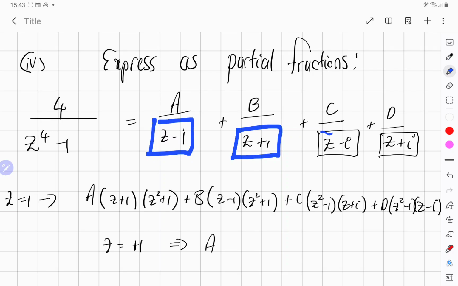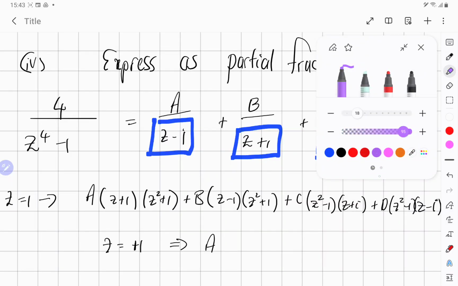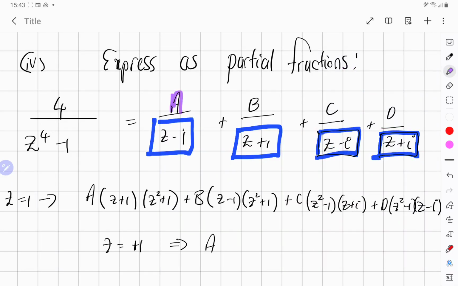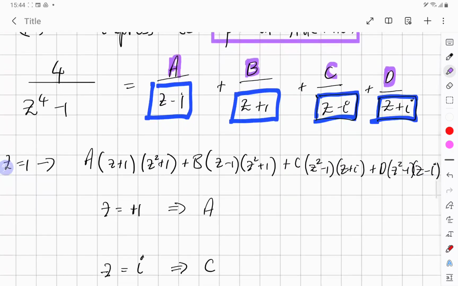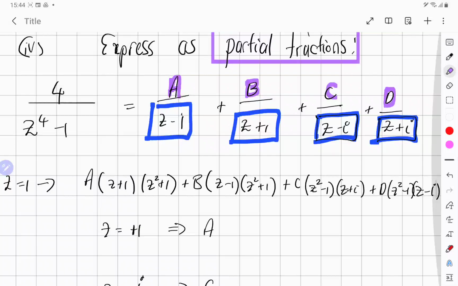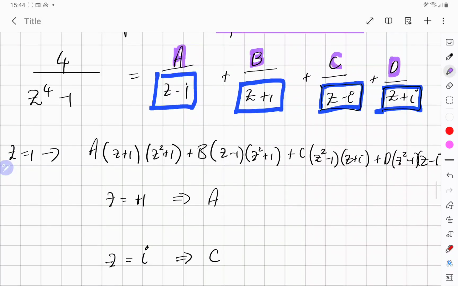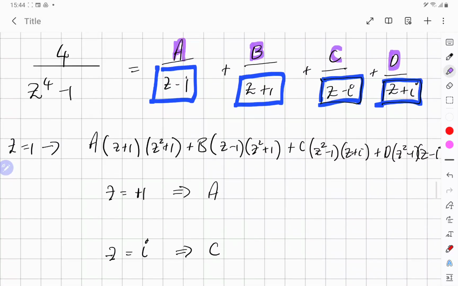And because these factors that I'm doing in blue in the denominators are all linear to the power of 1, my numerators will just all be constants. So that is partial fractions. If you're not familiar with partial fractions, please study it first, as I'm not going to go here into the details since it is first year work.